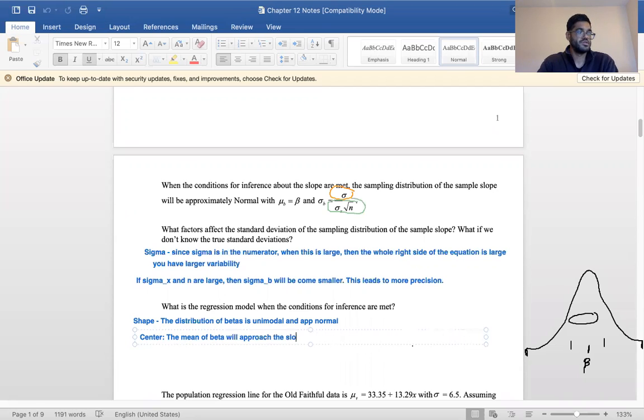Will approach the slope of the true population. Okay, and the spread is the standard deviation of the betas is equal to the equation given up above, right? Is equal to this guy right here, if you meet that 10% condition again.